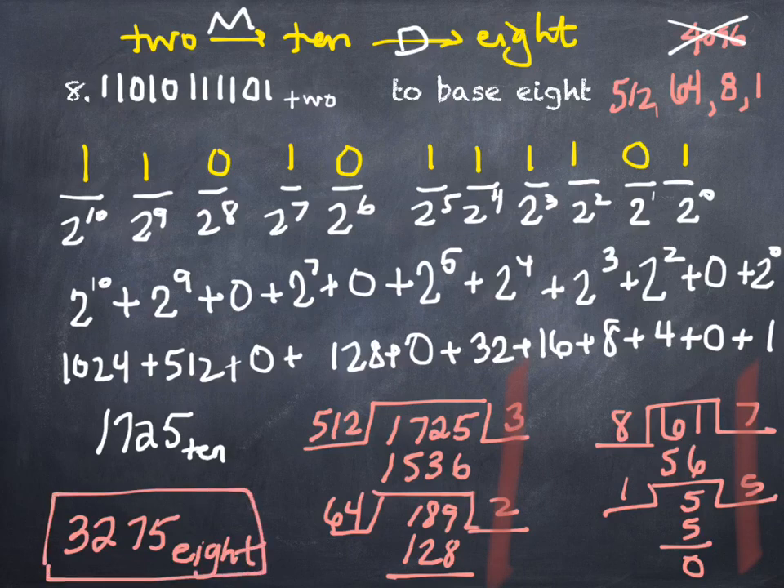So let's pause and take a look at this from the perspective we talked about on the previous slide. The biggest base, which is base 10, is the smallest number. It's 1725. The smallest base, which is base 2, is the biggest number. It's 110101111101. And then 8, of course, is in between there. It's the in-between base. It's the in-between number.